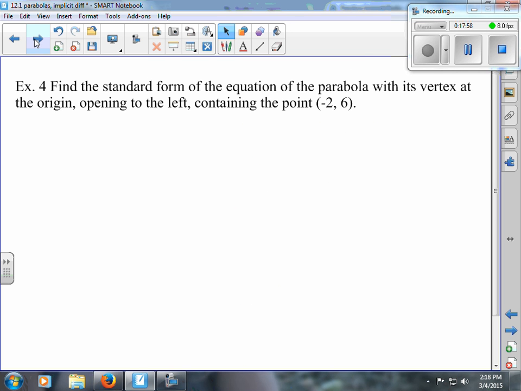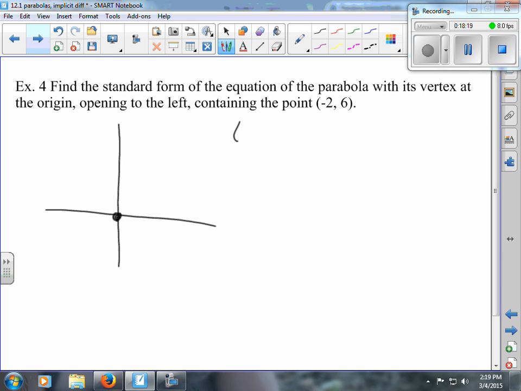Okay, so now we're going to go backwards here. Now I'm going to have the information about the parabola, and I need to write the equation for the parabola. I'm going to do the same thing I did, but just backwards, but I start with the graph because that helps me a lot. The vertex is at the origin. The origin is 0, 0. So I know that my vertex is 0, 0, so that's the h, k. It opens to the left.